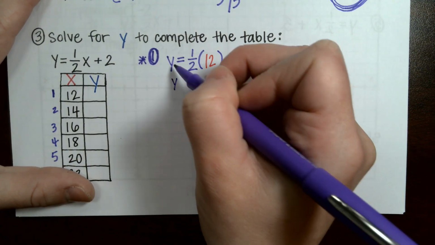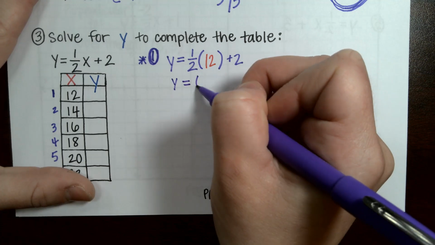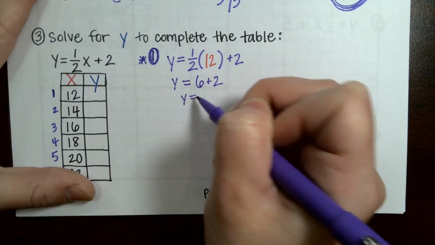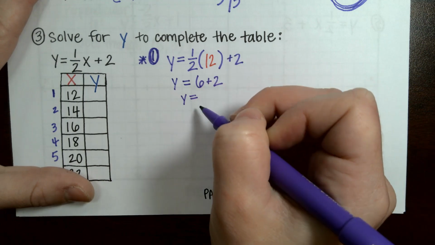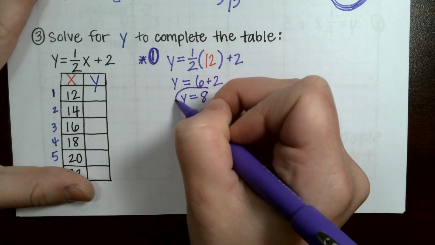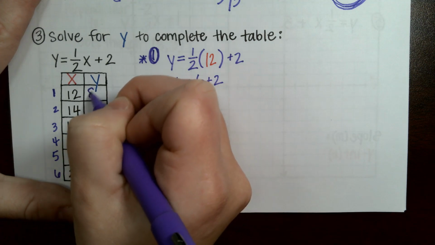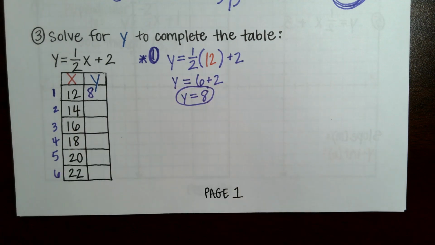Good. So I'm going to rewrite this. y equals 6 plus 2. And what does y equal when x is 12? 8. So there is my first answer for number 1. I'm going to write 8 in the y spot of that chart.